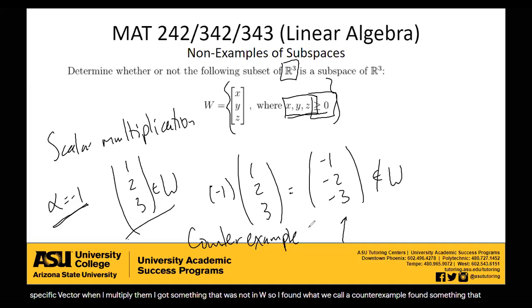As long as you can find just a single example that fails, then you know for a fact that it's failed entirely. It is not closed under scalar multiplication. Because to be closed under scalar multiplication, it has to work for every single scalar and every single vector. So if it fails even one of them, it is not closed under scalar multiplication. Therefore, W is not a subspace of R3.